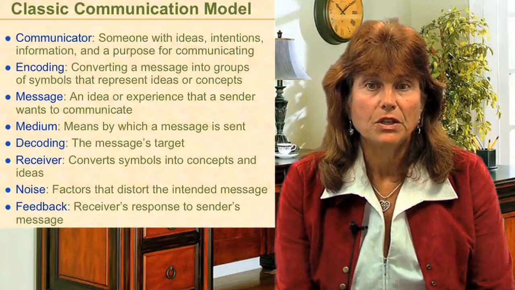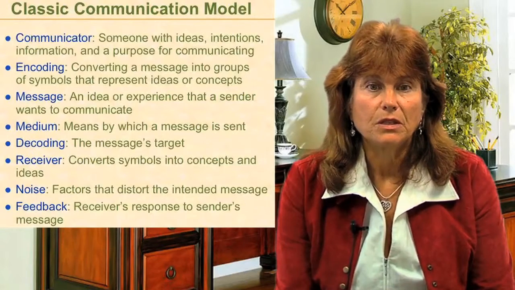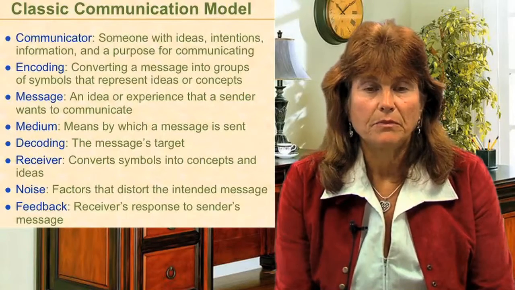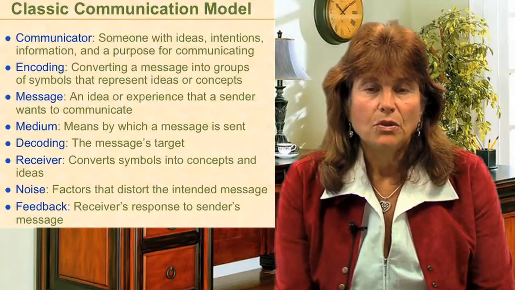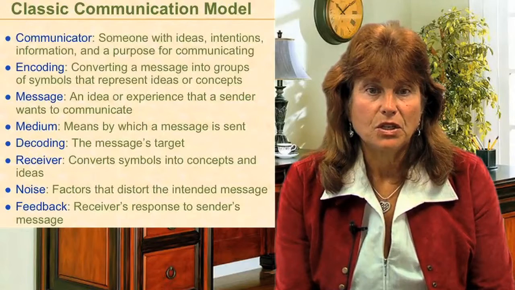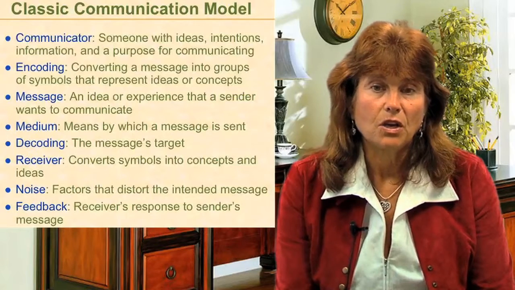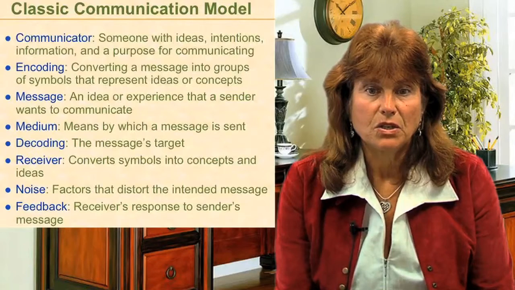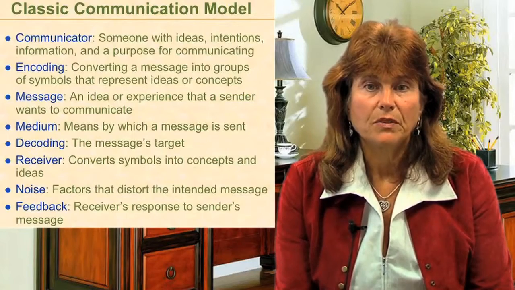When we look at the classic communication model, we have someone who communicates their ideas and intentions. The message is converted to words or symbols that might represent those ideas. We have the overall message that the sender wants to communicate, and the mode by which the message is sent. Then we have the target of the message and how they go about decoding it. The receiver converts these symbols into their own concepts and ideas. Noise refers to the factors that distort the intended message. Then we have feedback, the receiver's response to the sender's message. So it works two ways.